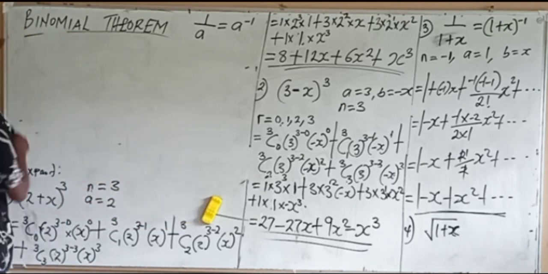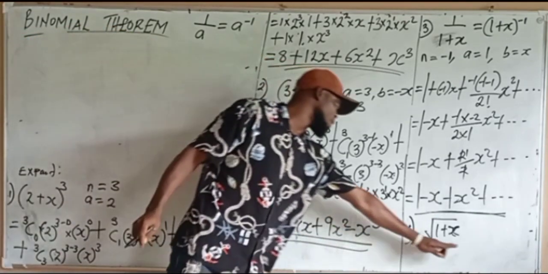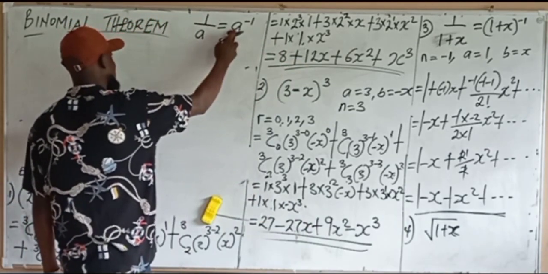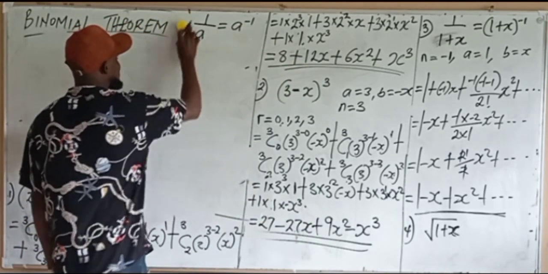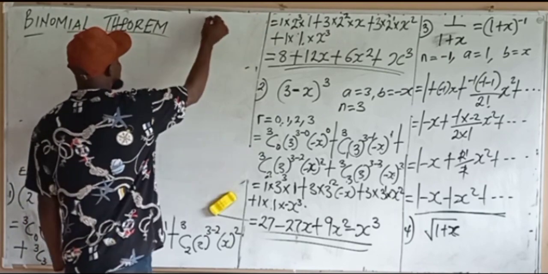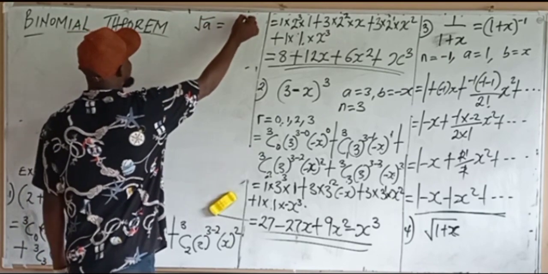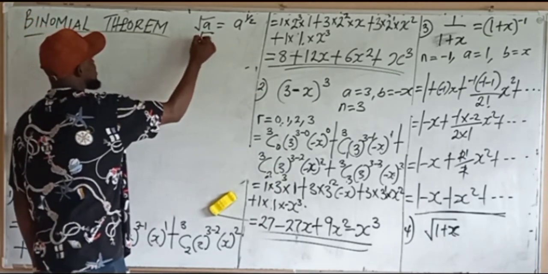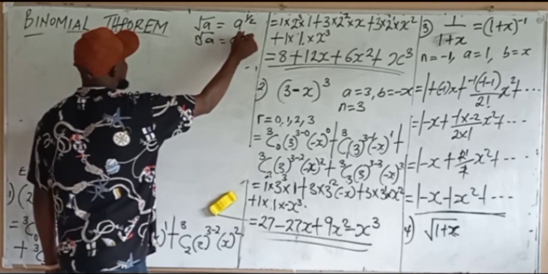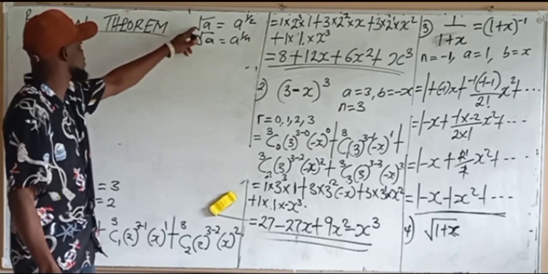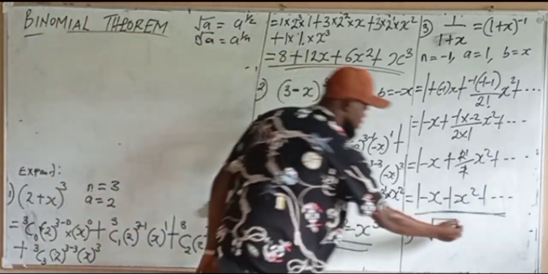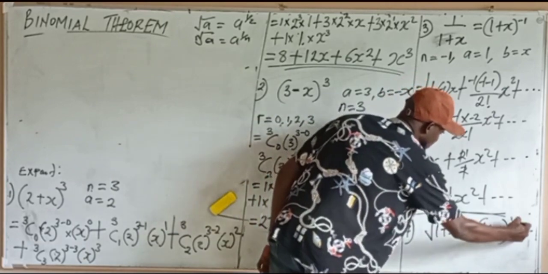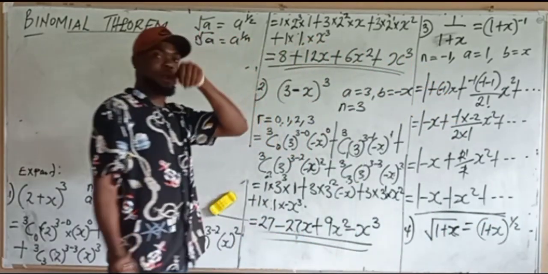So, if you want to do the root of 1 plus x now, there's no power here. But remember that the same way we have 1 by the number, which means that number is power minus 1, the same way the root of the number means that number is power half. Because the nth root of a means a is power 1 by n. So the root of this number means this number raised to power 1 over 2. That is the meaning.